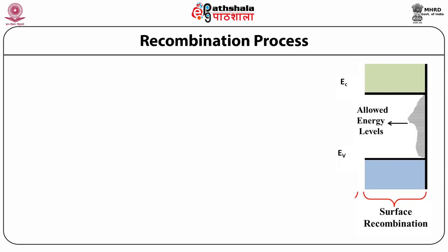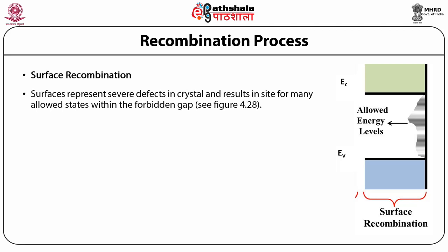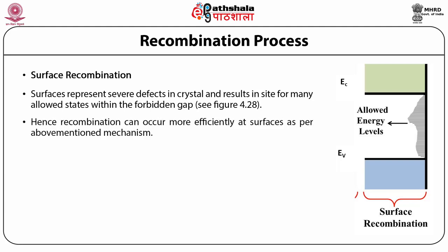The next recombination process is surface recombination. Surfaces represent severe defects in crystals and result in sites for many allowed states within the forbidden gap, as shown in the figure. Hence, recombination can occur more efficiently at the surfaces, as per the above mentioned mechanism.